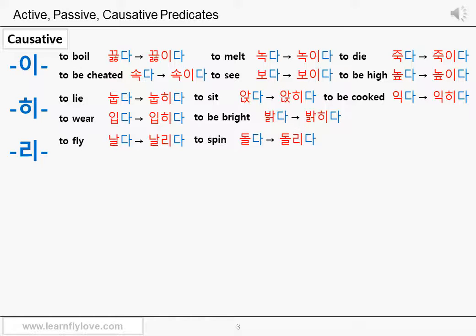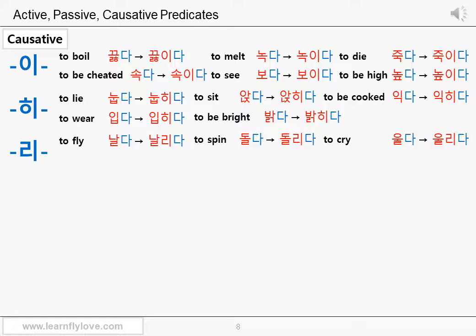To spin. When you spin, you use the active form 돌다. But when you want to say you spin something such as a bottle, you use the causative form 돌리다, because you made a bottle spin. Okay? Now you know how they work, right? We don't think we have to go through these all together, but let's go through them all together anyway.